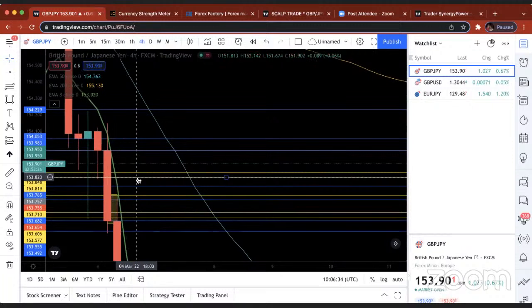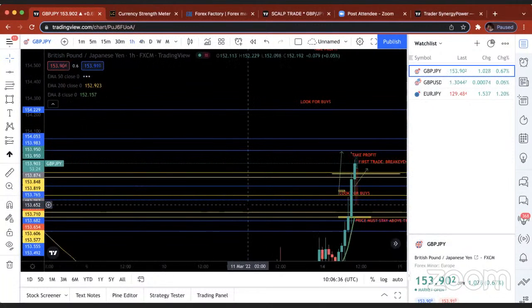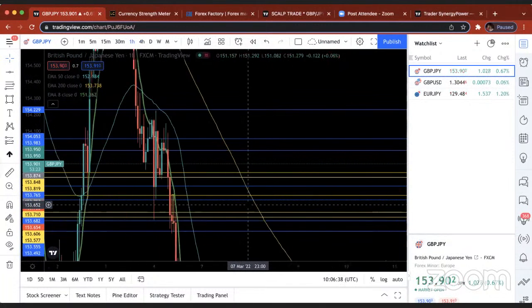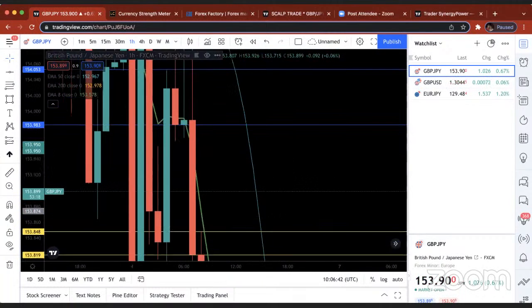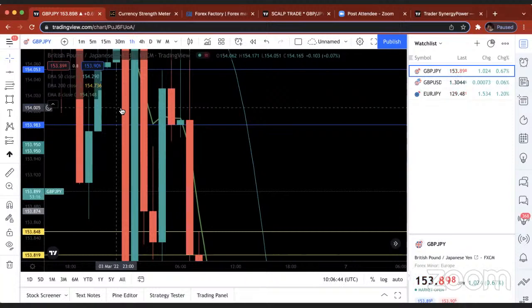This is where it gets a little crazy. Give me a second, guys, while I look at this. Because we're approaching a 1-hour zone.